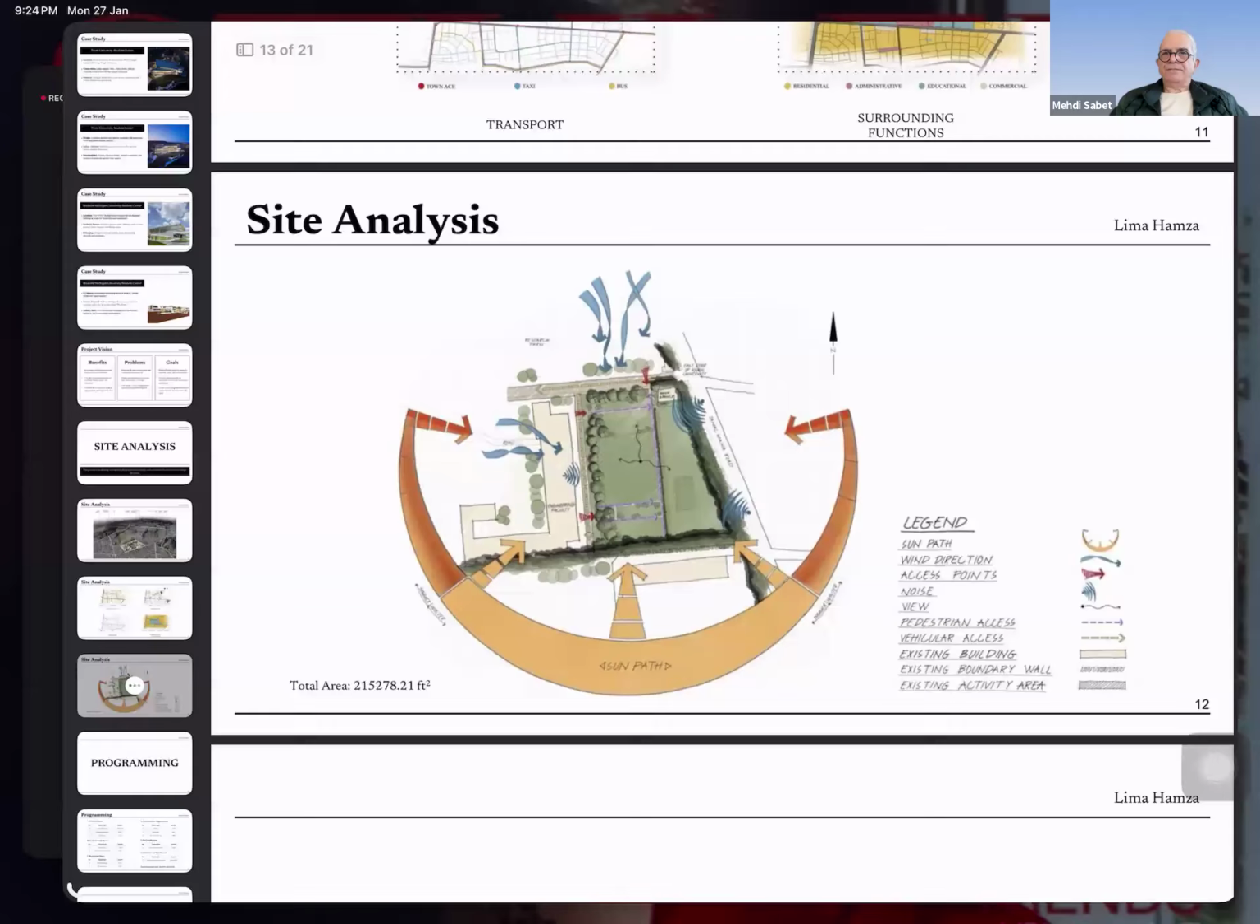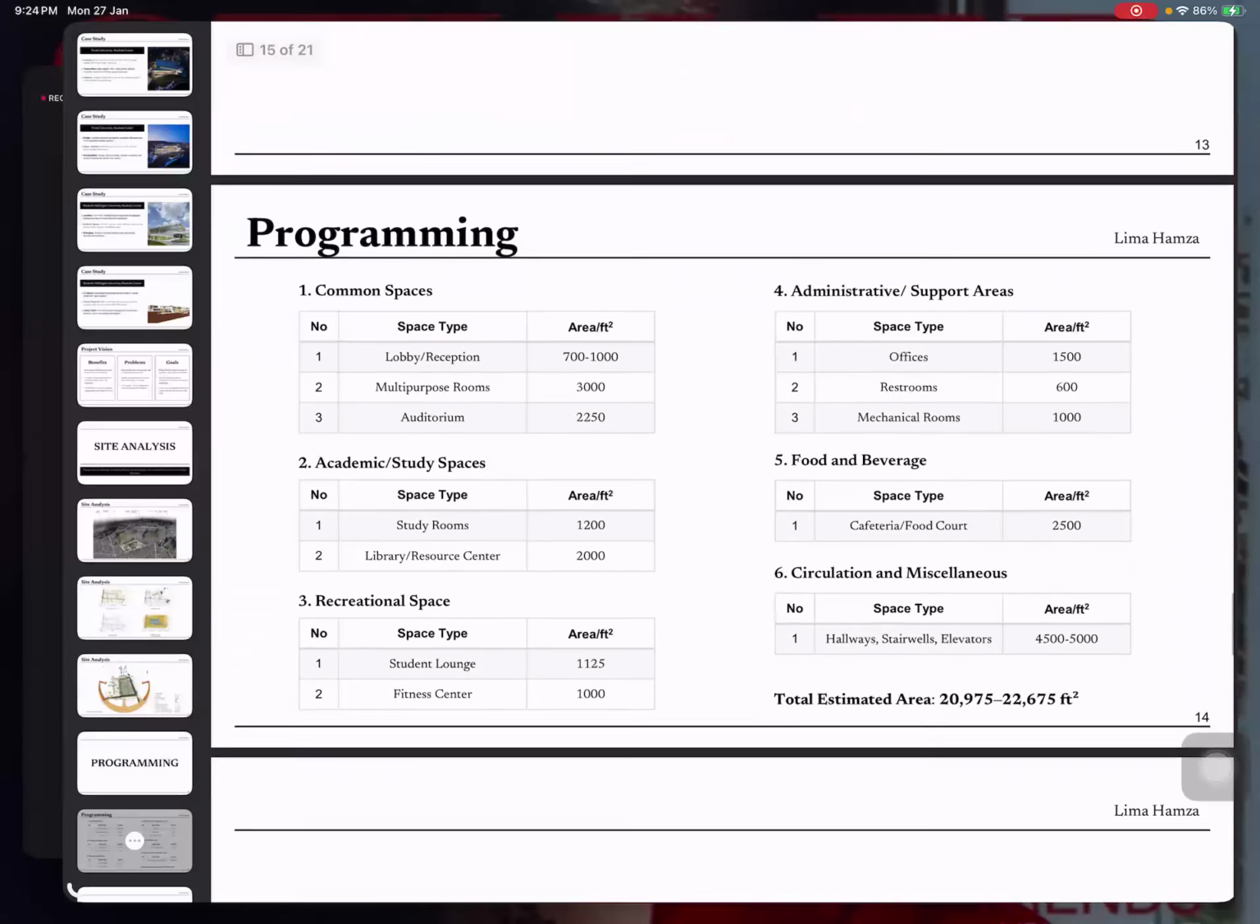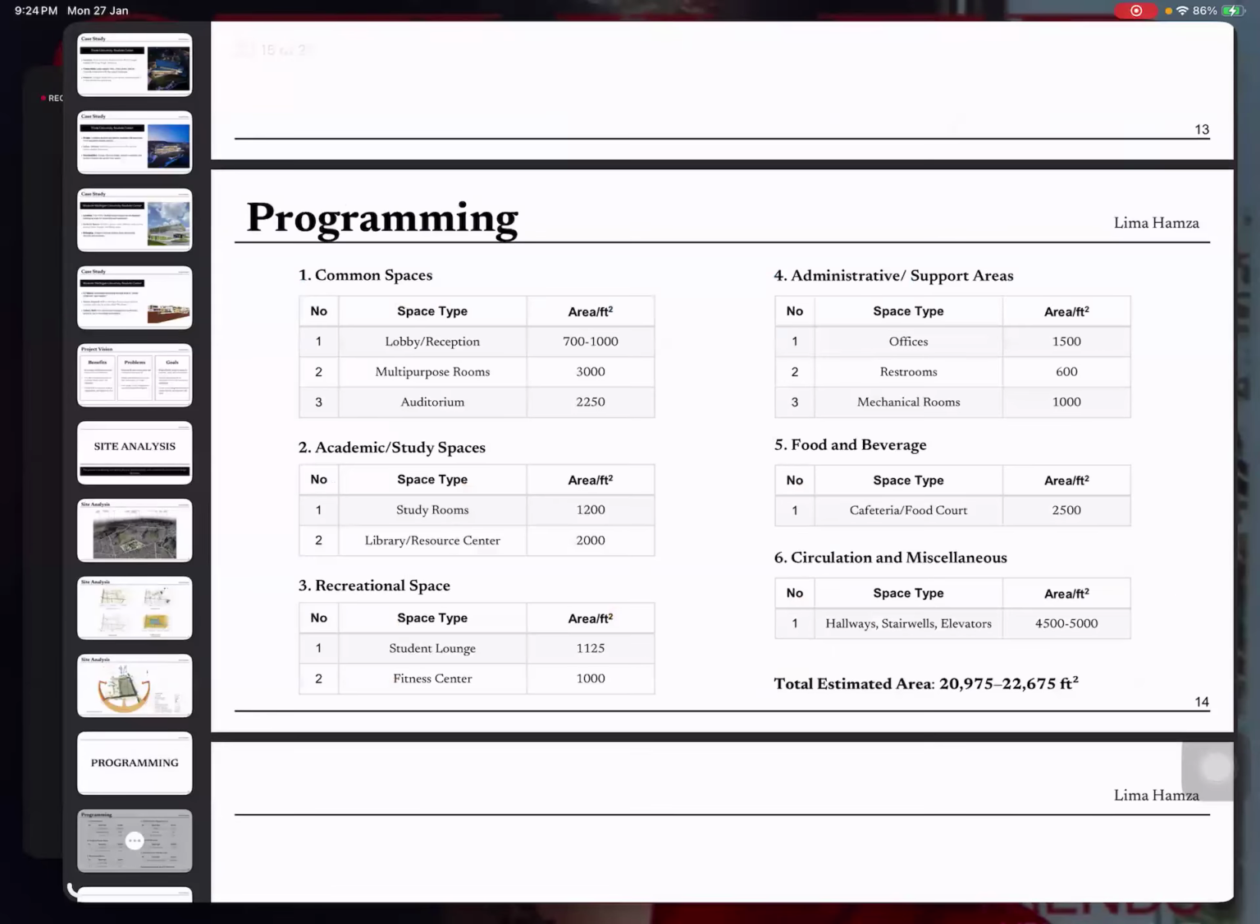So for the programming, not to go much into detail, I would just like to say that the spaces we have selected are the common spaces, the academic and study spaces, recreational spaces, administrative or support areas, food and beverage, which mostly includes the cafeteria and food court, and the circulations. So in total, the total estimated area would be 20,000 to 22,000 square foot.